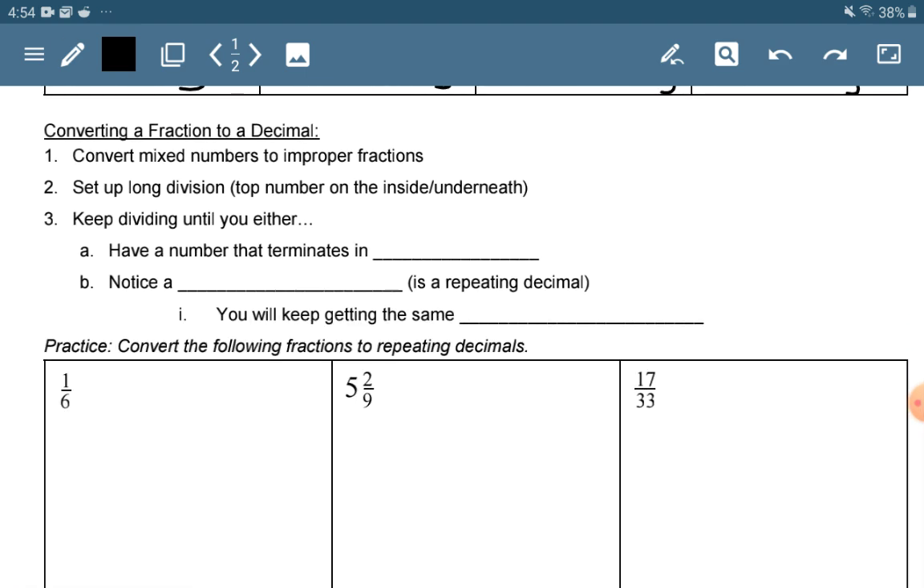When we go to turn our fractions into decimals, we're going to do them basically the same way we did yesterday. We're going to convert any mixed numbers to improper fractions. We're going to set up long division, so our top number is going to go on the inside or underneath. Remember, it's not about which one's bigger, it's about the order. Top number on the inside, bottom number on the outside. Then we're going to keep dividing until either we have a number that terminates in zeros, like we did yesterday, or what we're going to focus on more today is if we notice a pattern. That pattern is going to tell us it's a repeating decimal. One thing that's going to help us notice a pattern is we're going to keep getting the same remainder when we divide.